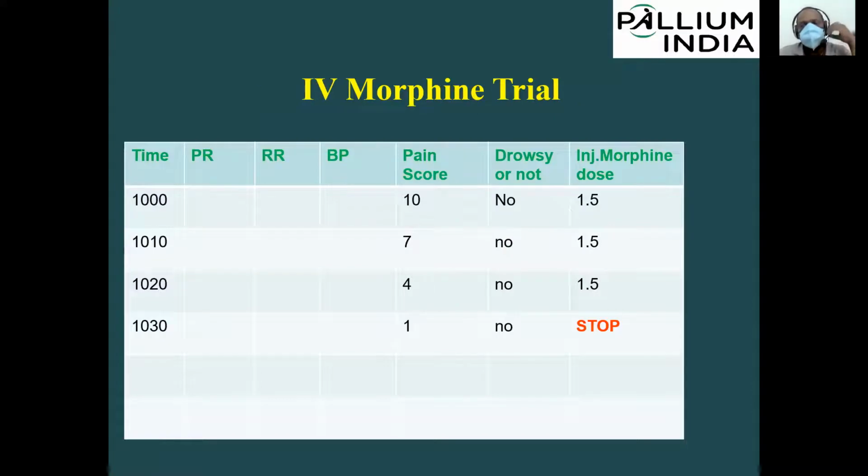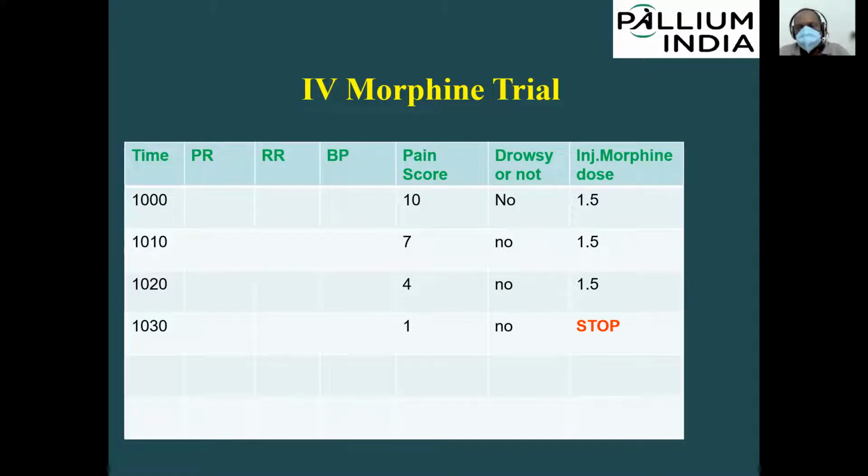For an IV morphine trial, you can make a chart like this, which includes time, pulse rate, respiratory rate, blood pressure, pain score, whether the patient is drowsy or not, and the dose of morphine given. So you will monitor all the vitals. Suppose this patient came at 10 o'clock. You will take all the vitals and ask the pain score of the patient. It is 10 by 10. So you decide that this patient needs a morphine trial.